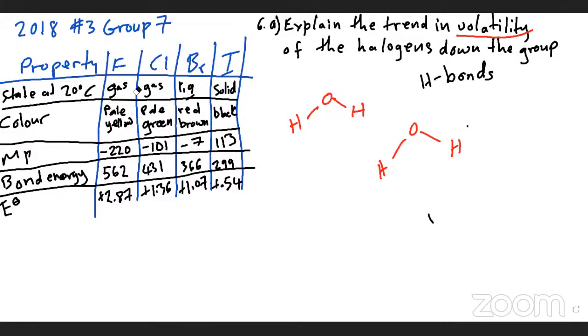So going down the group, volatility, sorry, let me not mix myself up. Volatility is going to decrease. Sorry, yeah. So it will decrease. Why will it decrease? What is happening as I go down the group? The number of electrons increases, as well as something else. Atomic radius increases. Right. So two things happen.